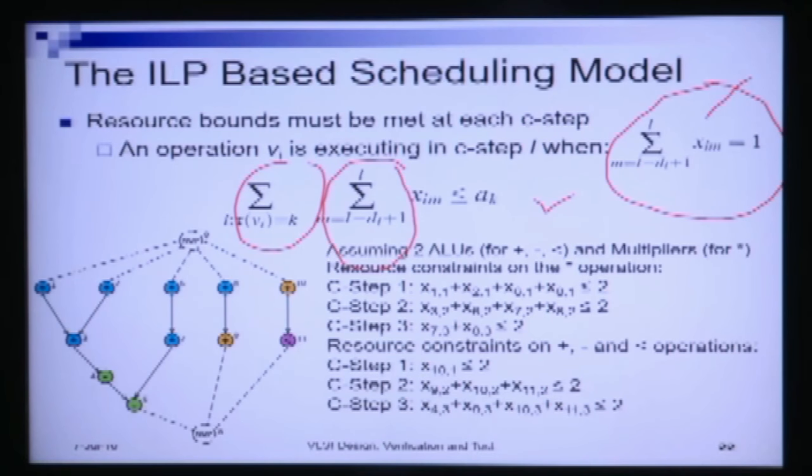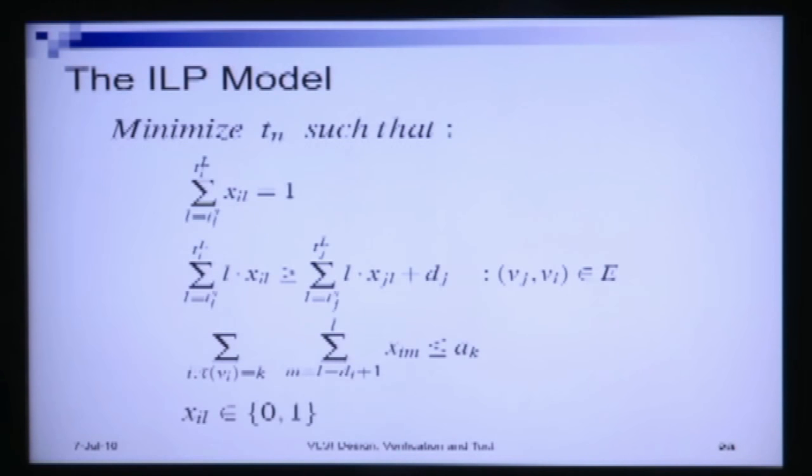So, for the third time step, what do we have? x43 plus x93 plus x103 plus x113 less than equals to 2. And lastly, at the fourth time step, we have x54 plus x94 plus x114 less than equals to 2. These are all the resource constraints that we have for our example. Now, given all these constraints, we can now obtain our final ILP formulation.